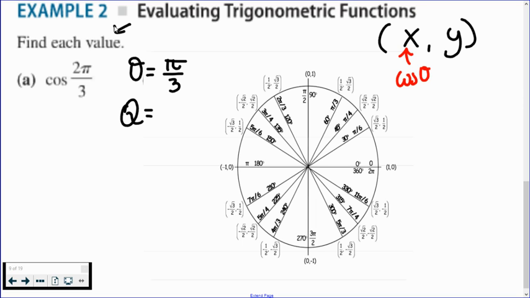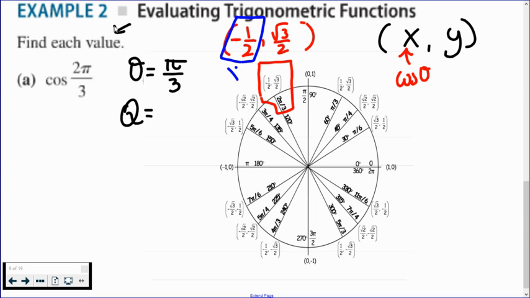2 pi over 3, let's look on this little chart on the side, is located in quadrant number 2. So for that reason, I'm going to write the point bigger on the top, is negative. This is the point at 2 pi over 3. But because I am looking for cosine, I am only going to get the x part of the problem. So the answer for this problem is going to be negative 1 over 2 because it's in quadrant number 2.